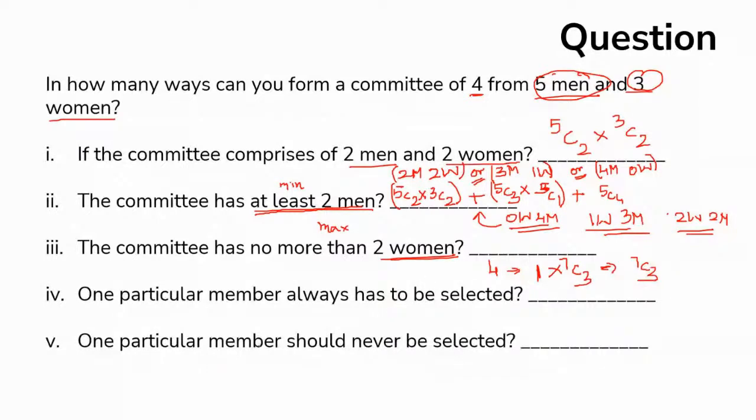Moving on to the next one, one particular member should never be selected. How do I go for it? One particular member should never be selected. In that case, out of 8 members, I have to select 4 members, but I never want one of them. So we are going to get only 7 members. Out of that, if we are selecting 4 members, 7C4 is your answer for this one. So these are the answers.